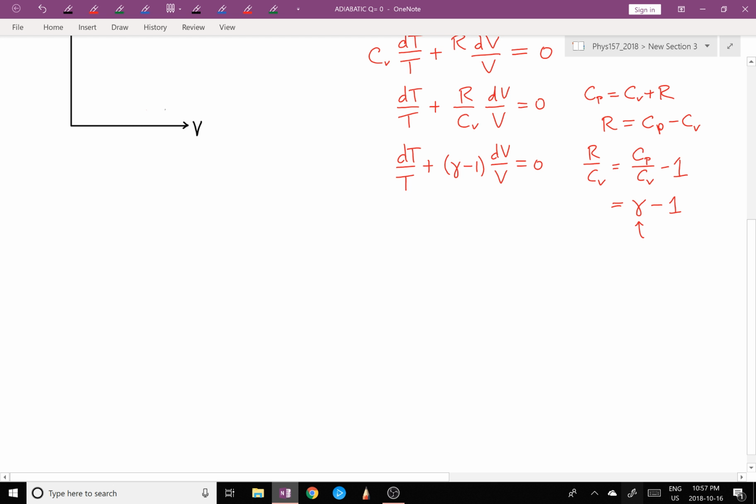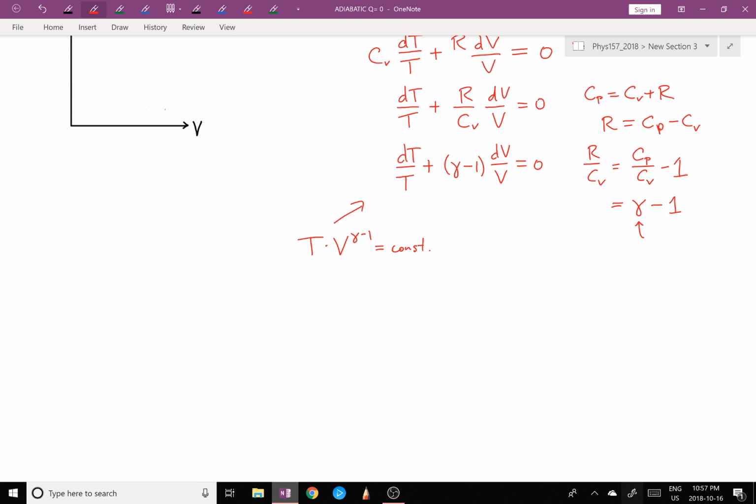So let me just write down the answer then. The answer that turns out to be equivalent to that is this power relationship that T times V to the power gamma minus 1 is a constant. So let's see how we can show that this is equivalent to that expression involving the infinitesimal changes. And we're going to use a little bit of calculus here. So I'm going to make use of some things that you've been learning hopefully in math.